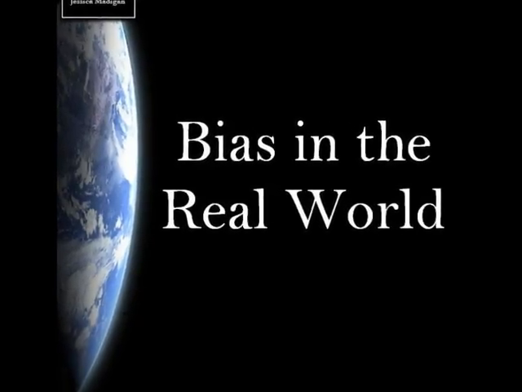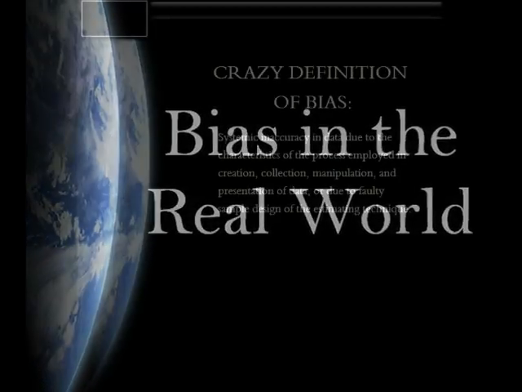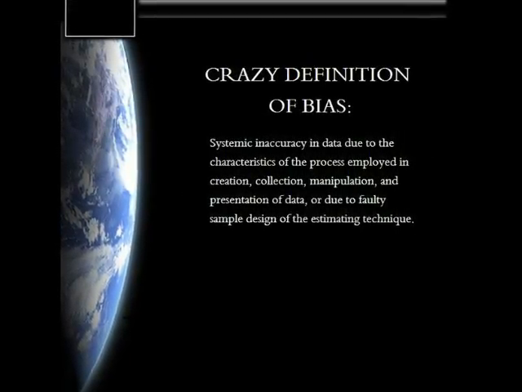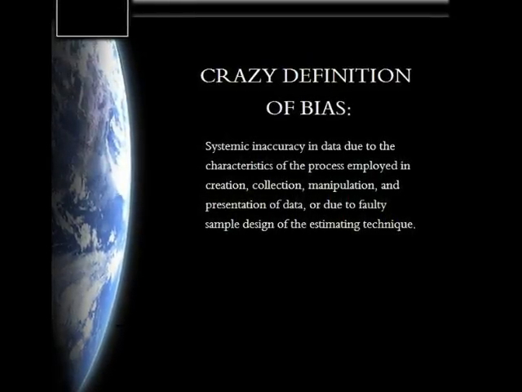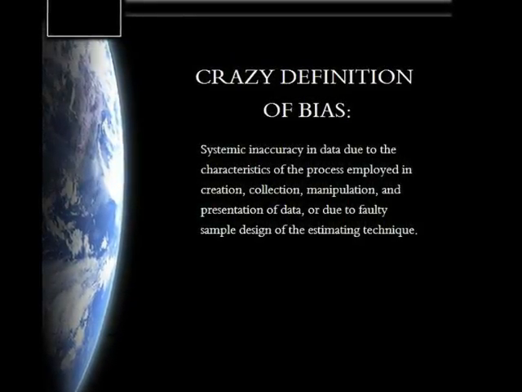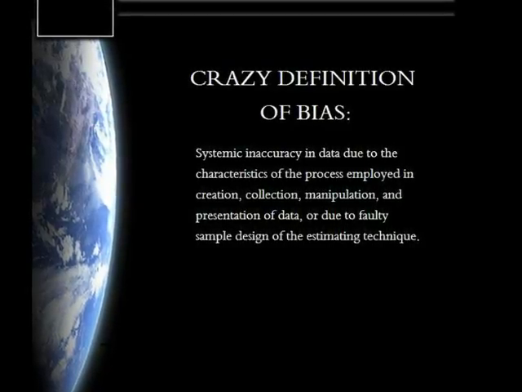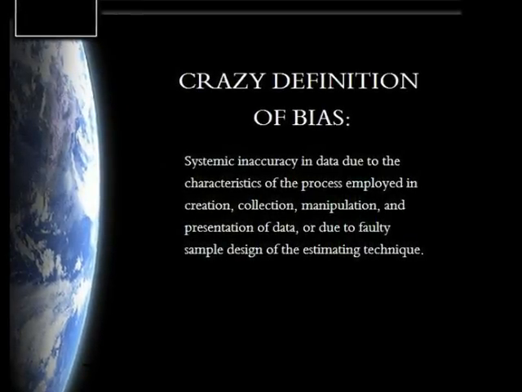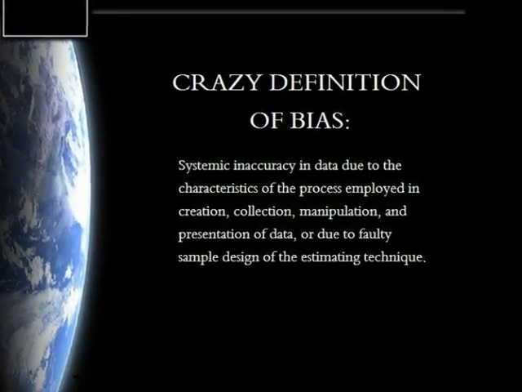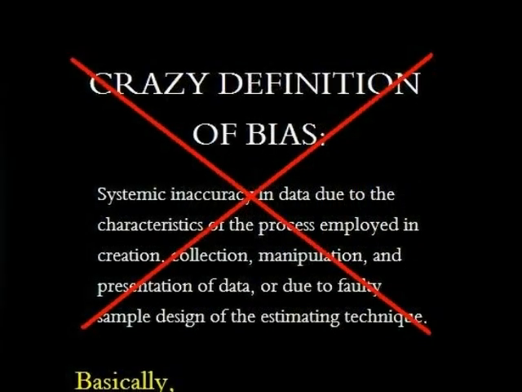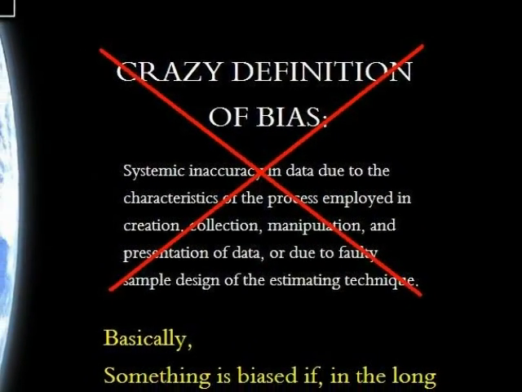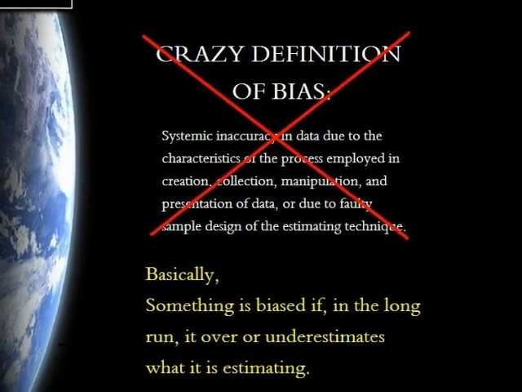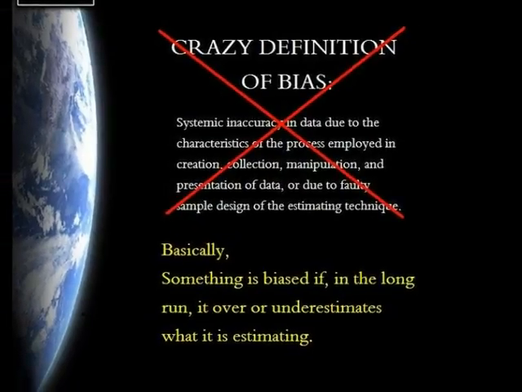Bias in the real world. The crazy, confusing definition of bias is, are you ready? The systematic inaccuracy in data due to the characteristics of the process employed in creation, collection, manipulation, and presentation of data, or due to the faulty sample design of the estimating technique. Since that was so confusing, here's a simpler definition. Basically, something is biased if, in the long run, it over or underestimates what it is estimating.